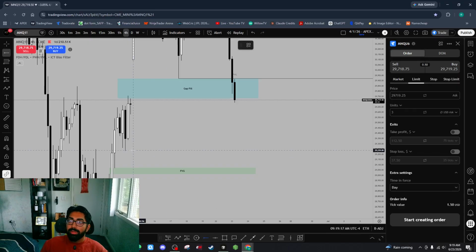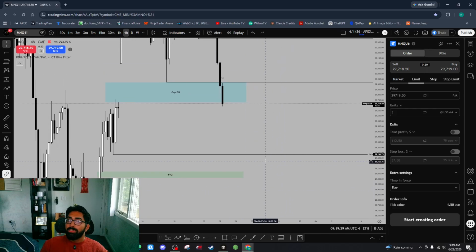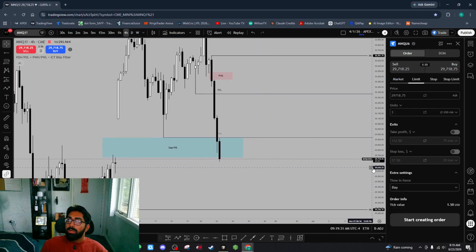This would be considered a 4 hour intermediate low as well. We have this bullish fair value gap, candle 1, candle 2, candle 3, the lowest low within that bullish fair value gap. That's our intermediate. So we've marked some key levels.